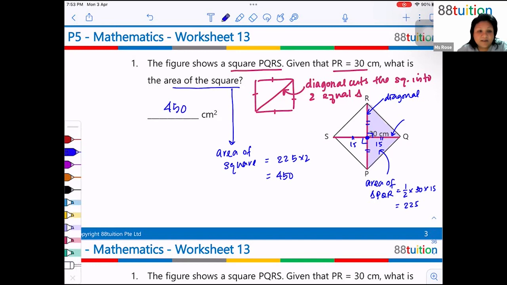Okay, all right. Any questions, anyone? Can I annotate? No, you cannot annotate because I'm actually sharing screen. So unfortunately, you cannot annotate. I don't understand. Area of what? Triangle PQR. Oh. Okay. I'm copying now.